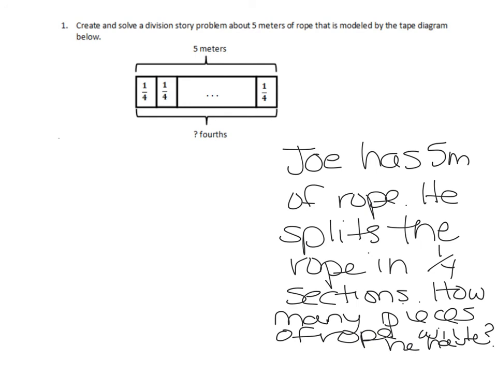Now, it wants us to solve. So we know we have the 5 meters of rope, and we're going to split it into 1/4 sections. So how many pieces of rope? That's going to equal 20 pieces of rope.